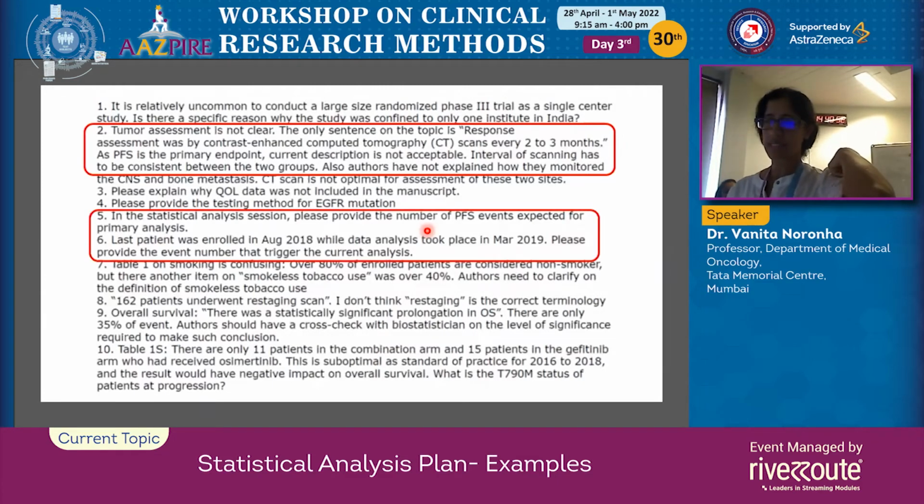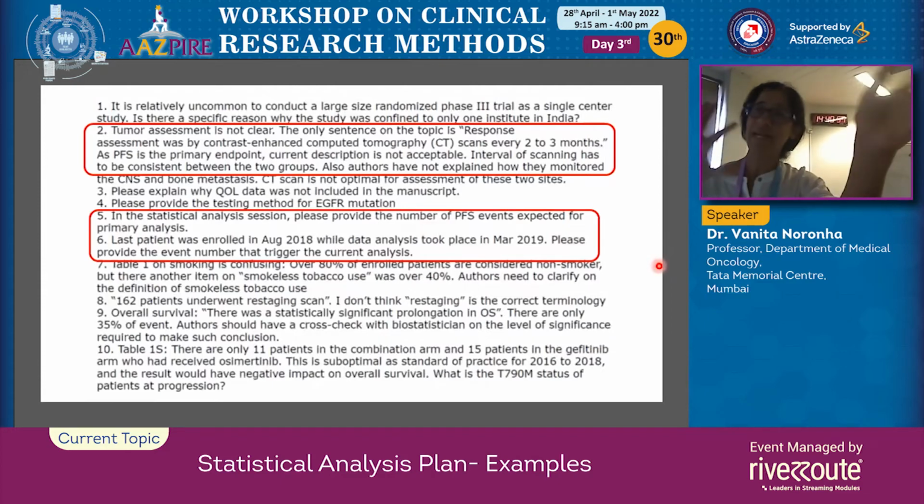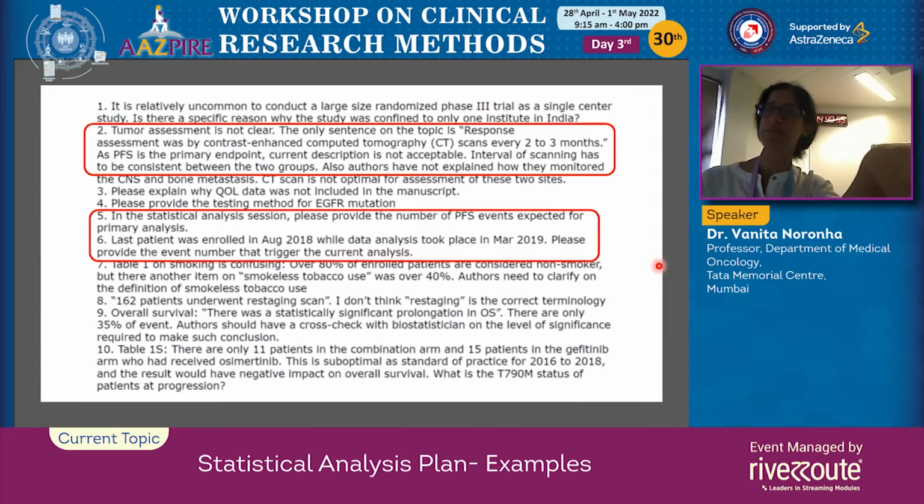In our statistical analysis, at that time, we used to calculate a sample size of patients. So we said 350 patients we will include. We didn't put the number of events. We also didn't say when we are going to do our analysis, and that's an important thing for you to include. The last patient was enrolled in August 2018 and data analysis took place in March 2019.